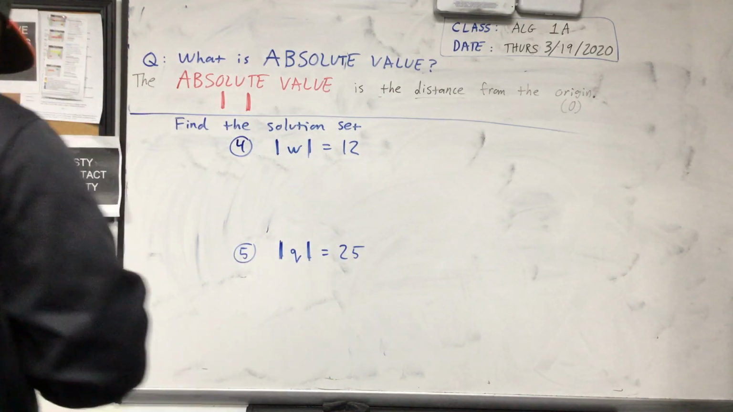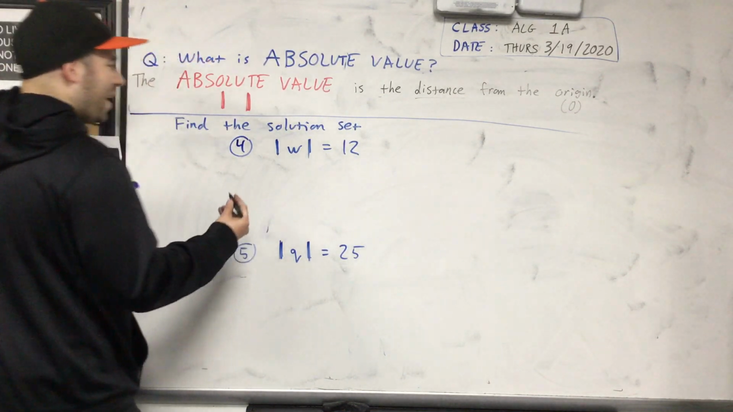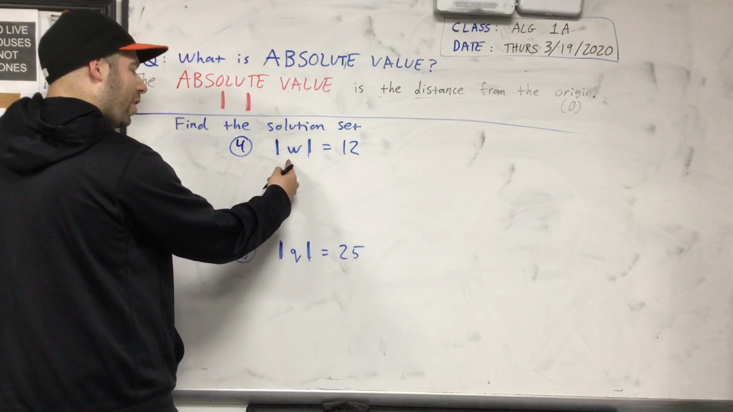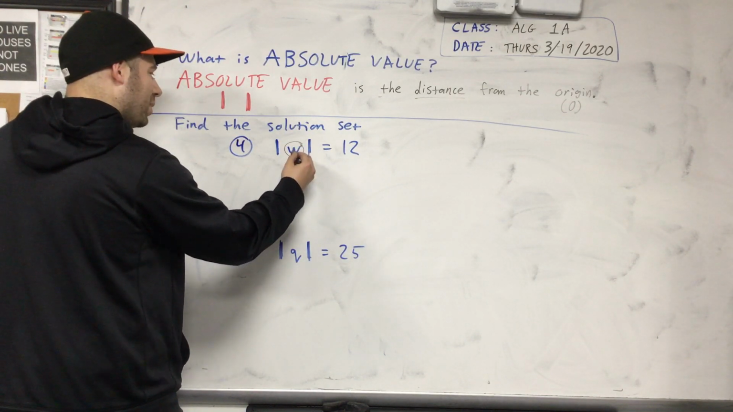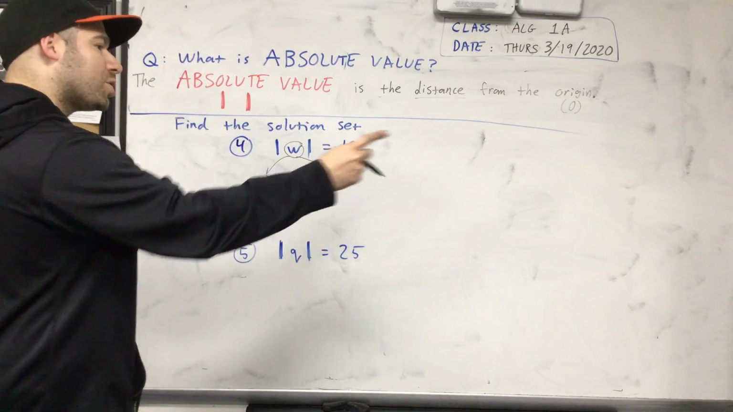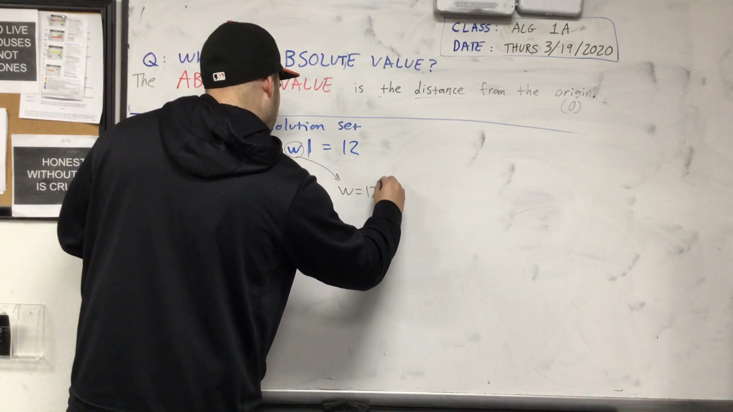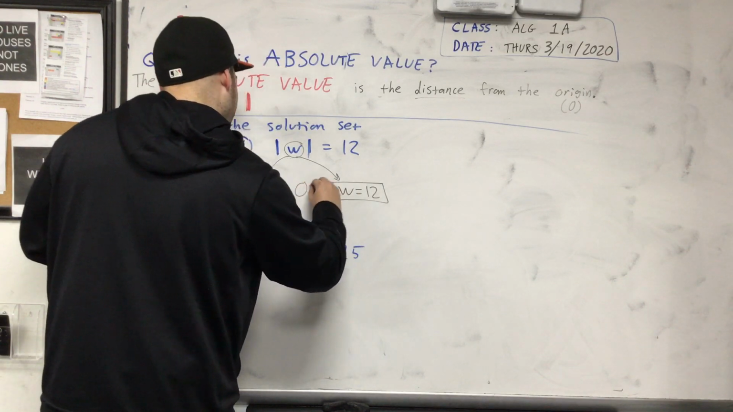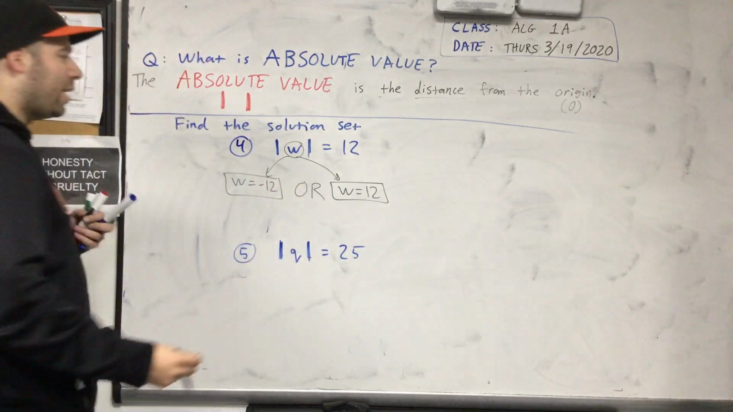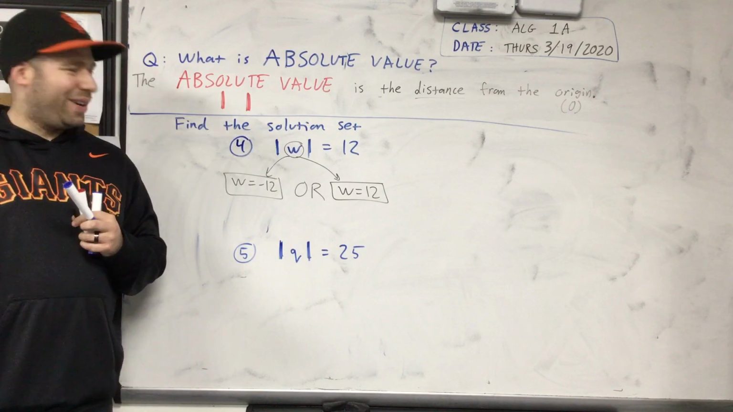I'm going to dive right in. Okay. So let's break this down. How do I get a distance of 12? Remember, the variable is on the inside, so I can split this up by saying w, you can go forwards 12 or backwards 12. Therefore, w equals 12 or w equals -12. The absolute value of 12 is 12. The absolute value of negative 12 is also 12.